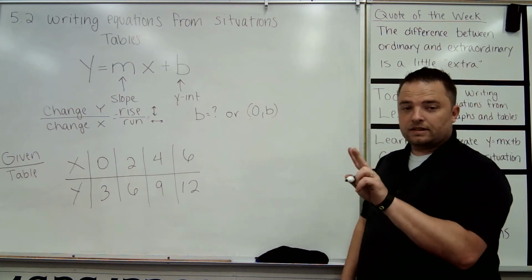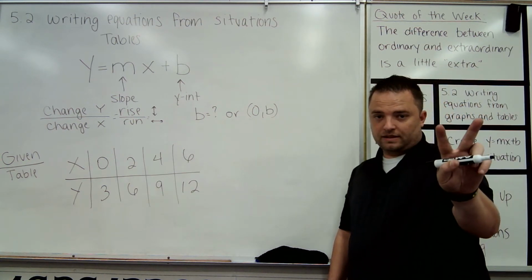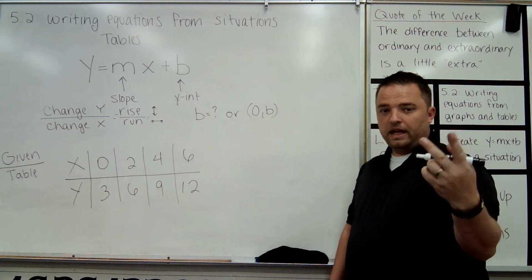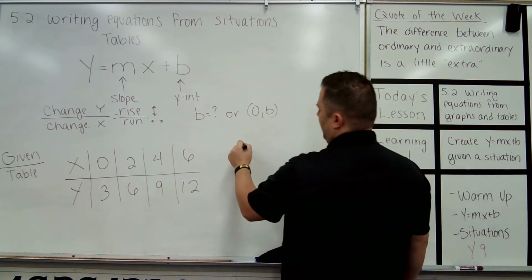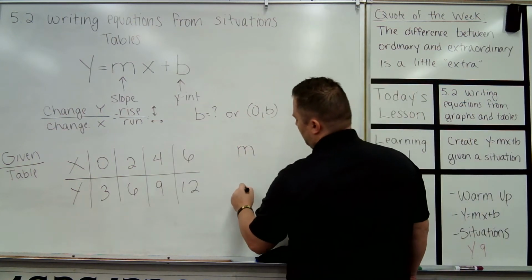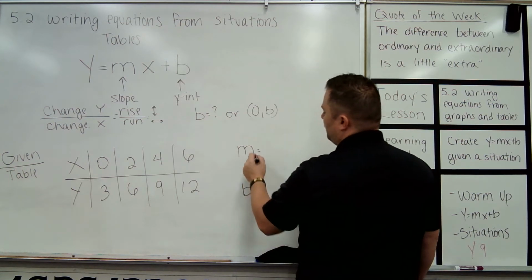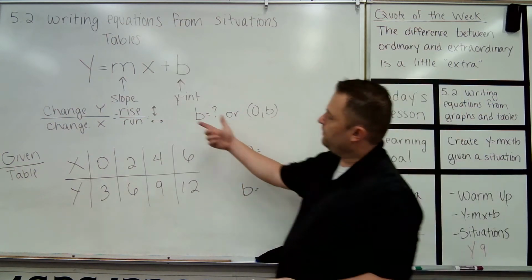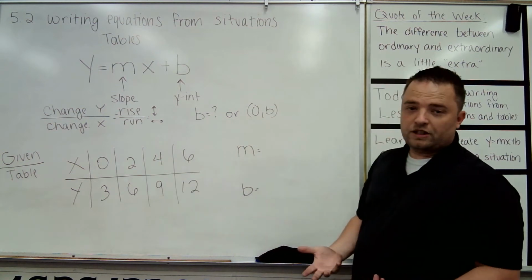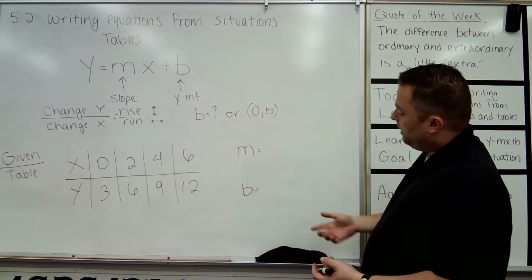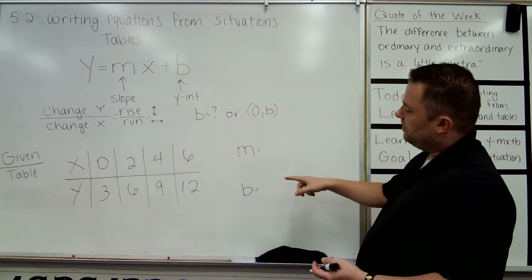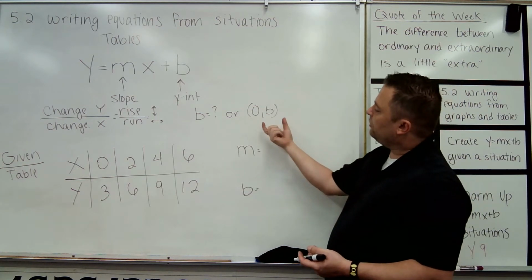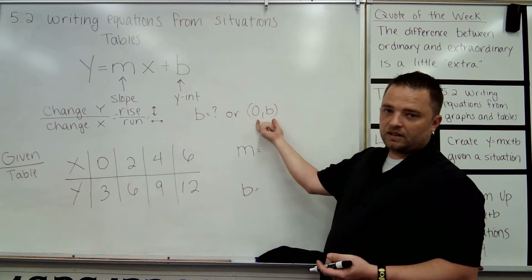We need two pieces. We need an m and a b. We need to figure out what m is and what b is. If we can do that, we can substitute it in for m and b, and then we can have the equation of a line. Well, if I know b, that's going to be the easiest one. It's going to look like 0, comma b.